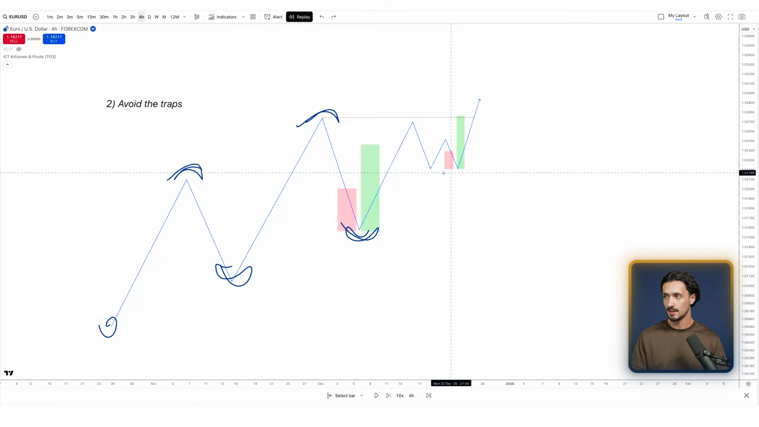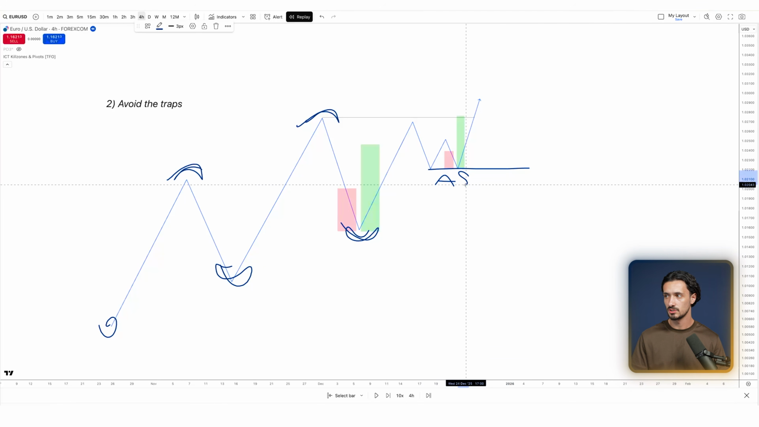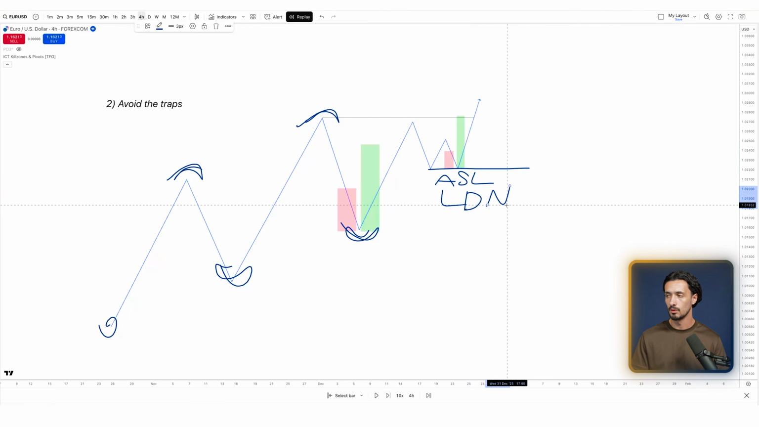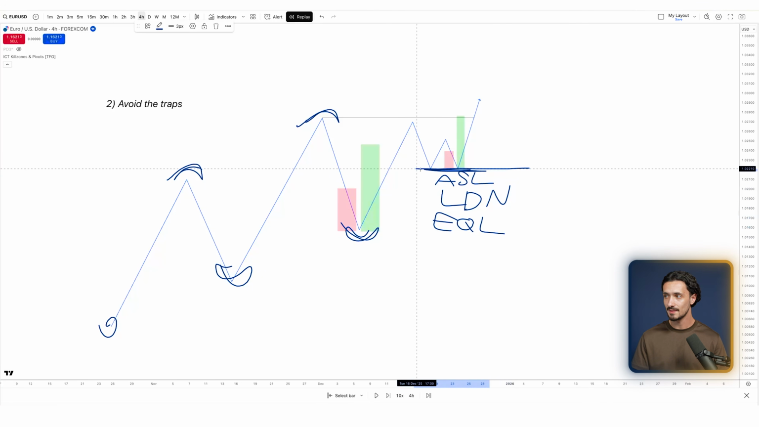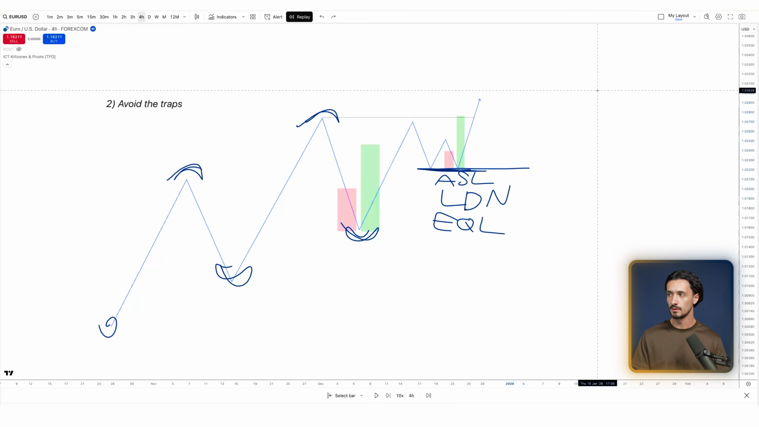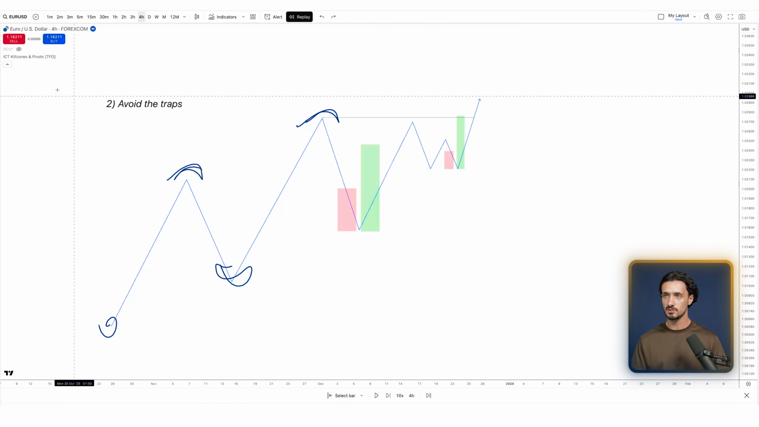But what you're not looking at is below here, we have, for example, Asia session low, or maybe we have London low, right? We also have equal lows, right? We have liquidity at these lows, and we're expecting that price is going to want to come through this before going. And so make sure that you're following the money and make sure that you're avoiding the traps.